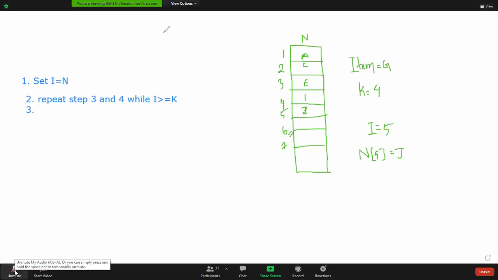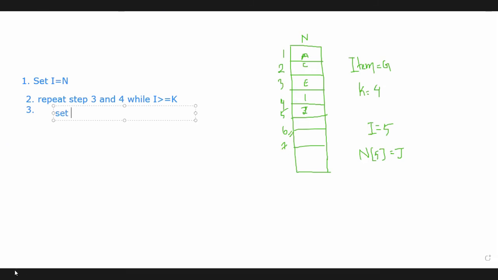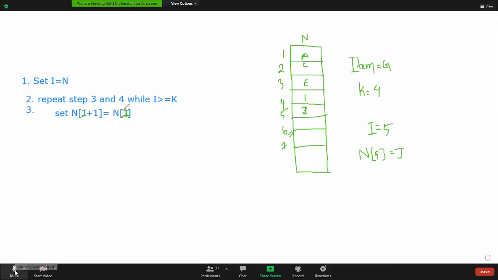So here step number 3 will be: set n of I plus 1 equals n of I. Look at this element here. Sorry, we took the variable I, not j. So what is the value of I? The value of I is 5. So this 5th element will be shifted to which position? The 6th position, I plus 1.